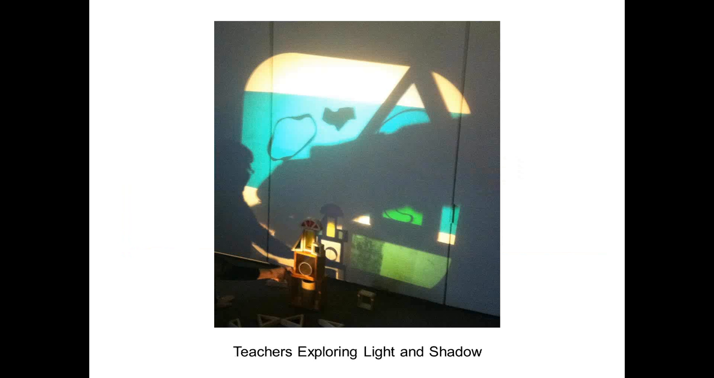This is an example of teachers exploring light and shadow at a teacher workshop. And here again is the play of three-dimensional objects as well as projection. And the teachers use different constructive materials to build and create structures. And then they use the overhead projector to add complexity to those structures with other three-dimensional materials as well as with just cellophane and color blocks.